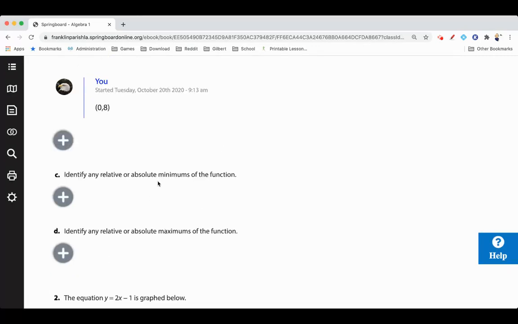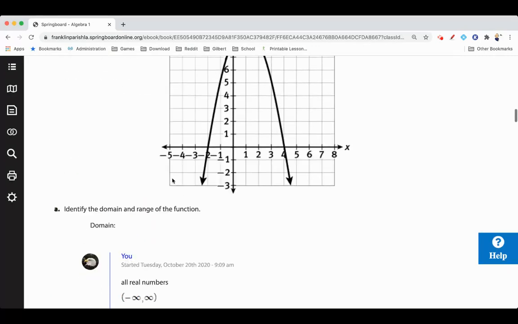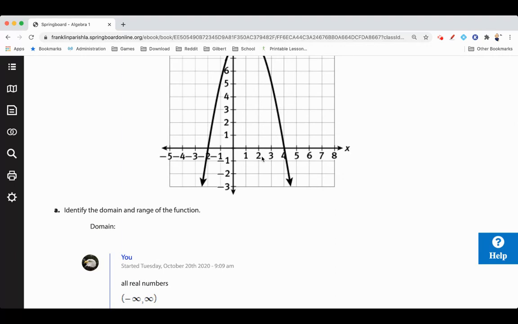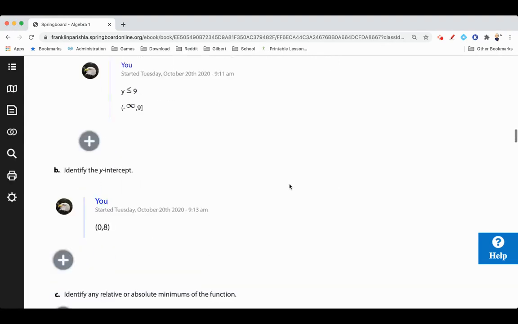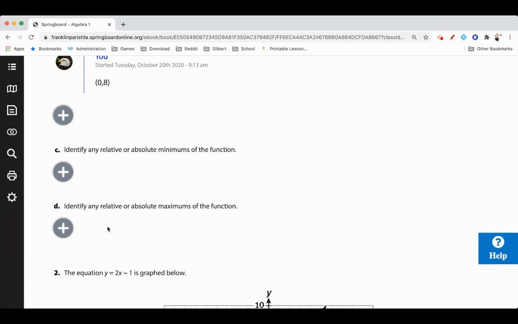Any relative or absolute minimums? Okay, there is no dip that I can see that has a low point. And these go on forever. There are no endpoints, so there is no absolute minimum, because you can always go lower, basically. So no absolute minimums. And any maximums? Let me just put none.